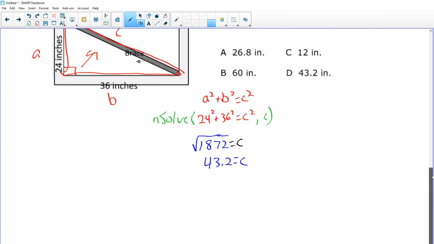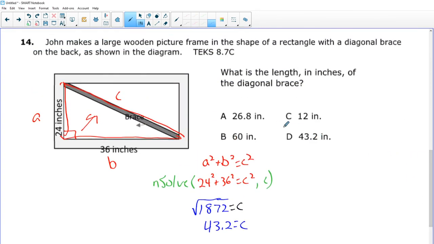We look at our answer choices, and there it is. And that's 100 on a test right there.